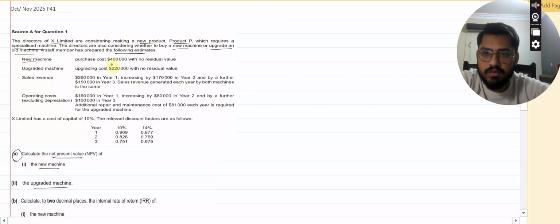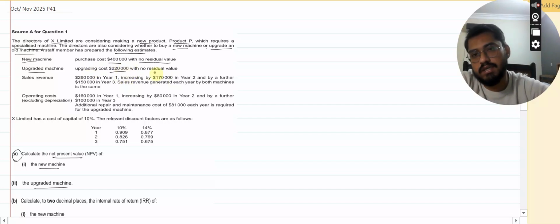So the new machine would cost 400,000 and it has no residual value, right? And the upgraded machine would cost 220,000 for the upgradation with no residual value. About the sales revenue, it says that it would be 260,000 in year 1 and would subsequently increase in the upcoming years. In year 2 it would increase by 170,000, then further by 150,000. And the sales revenue generated each year by both machines is the same.